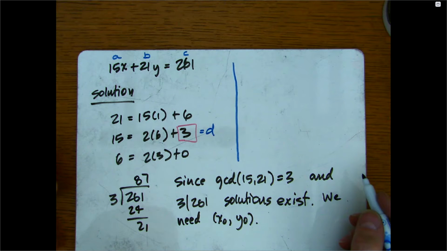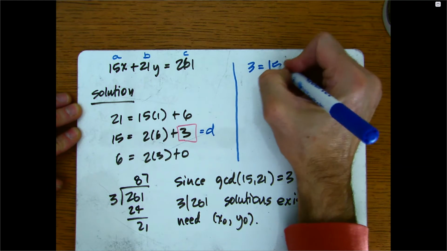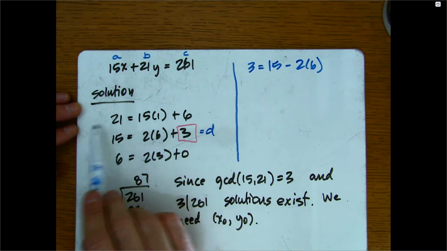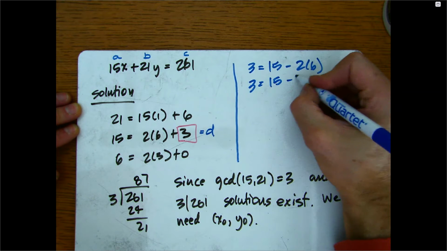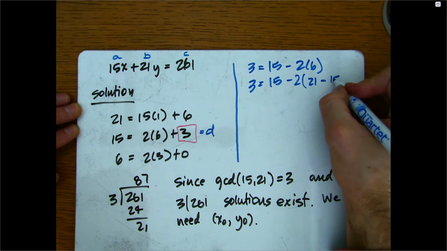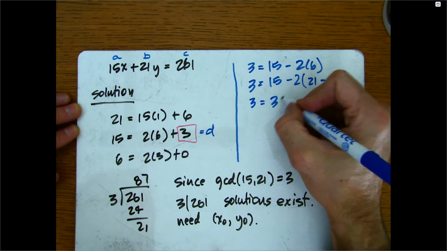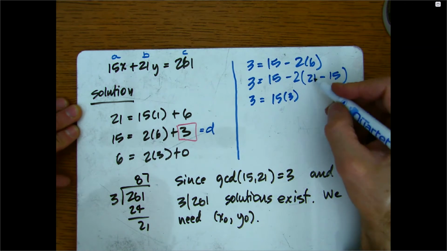If we know what we want to write as a linear combination of 15 and 21 equal to 3, we'll start with 3 and say that 3 is equal to 15 minus 2 times 6. And then I'd replace 6 with what I can from the first line. So 3 would be equal to 15 minus 2 times, let's see, 6 can be written as 21 minus 15. And so what do we get? We get 3 is equal to 15 times 3, and 21 times negative 2.